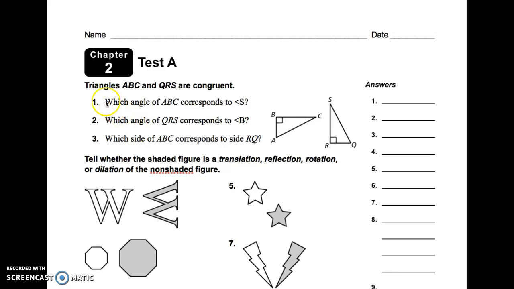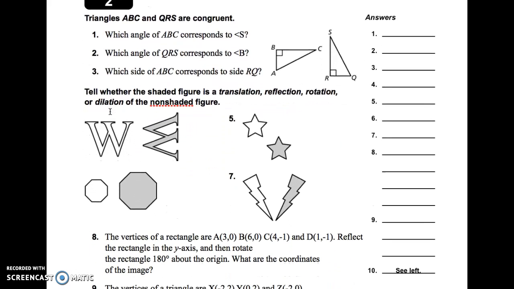So let's look at number 1. The directions for 1, 2, and 3 say triangles ABC and QRS are congruent. So if you remember what congruent means, that just means that they're the exact same shape and they're the exact same size. So here are the two triangles. One's just turned over on its side. So question number 1 asks, which angle of ABC corresponds to angle S?